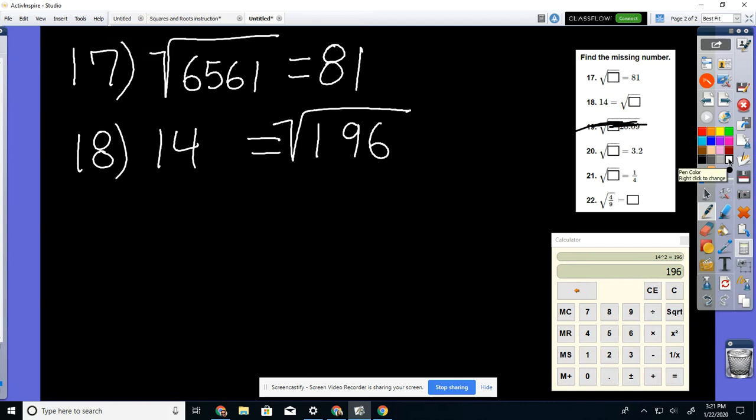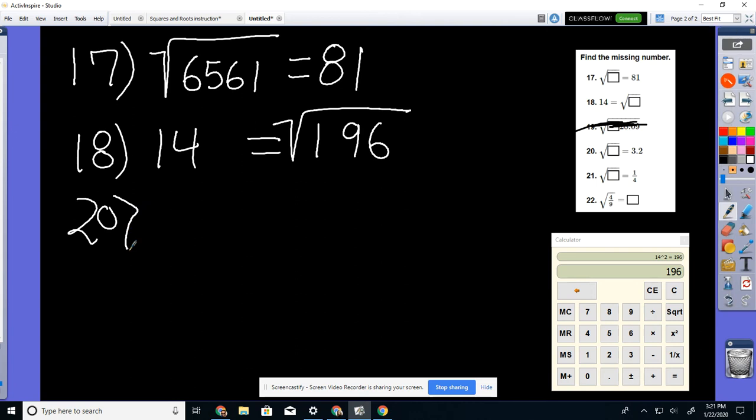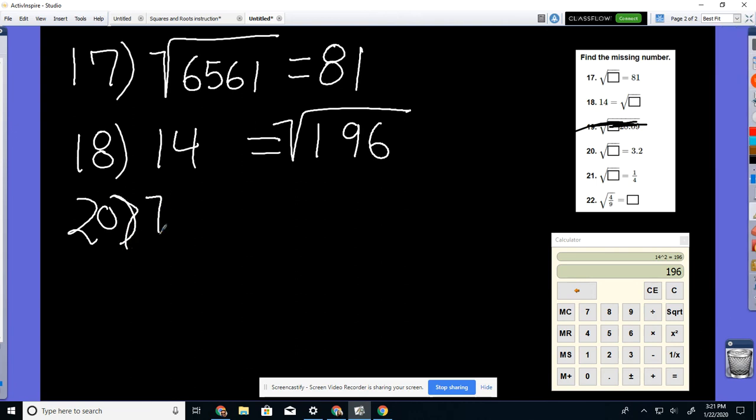Same situation here. Square root of some number is 3.2, so 20. The square root of some number is 3.2. Hopefully you know what to do here. Take 3.2 and square it. So the square root of 10.24 is 3.2. Cool. 21.